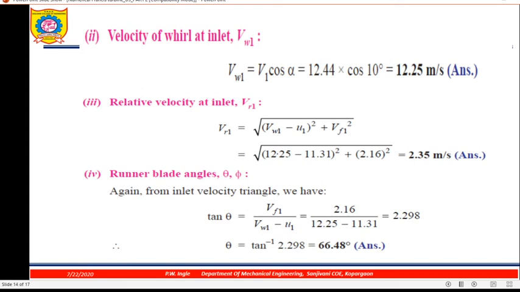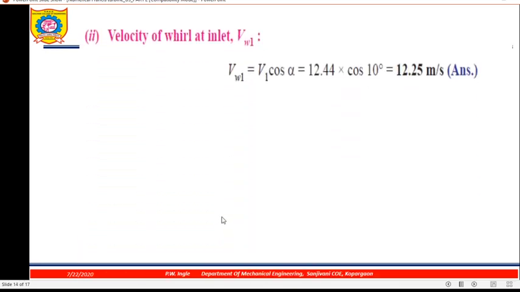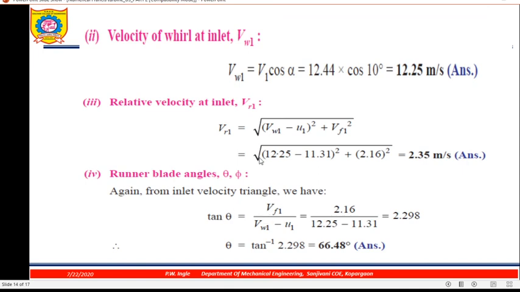Then the relative velocity VR1. Where is VR1? Yes, this is VR1. By considering this triangle, VR1 equals the square root of (VW1 minus U1) square plus Vf1 square. So that's why we have taken VW1 minus U1 square plus Vf1 square. Just put the values and you will get the answer.